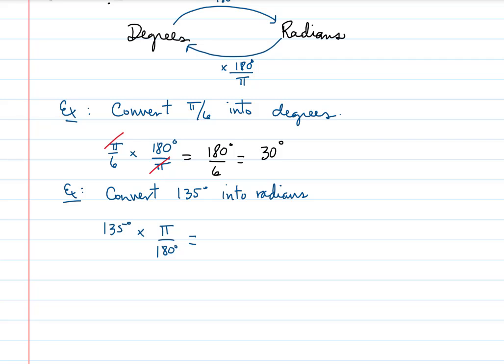Always leave this in terms of pi, meaning I'm not going to compute pi in the calculator because that's going to give me an approximation. So I'll just simplify this as much as I can. 45 actually happens to go into 135 3 times and goes into 180 4 times. So this comes out to be 3pi/4 radians, and we don't have to write the word radians there.